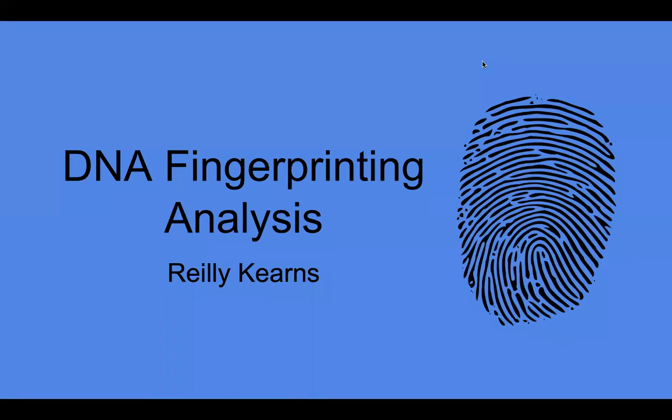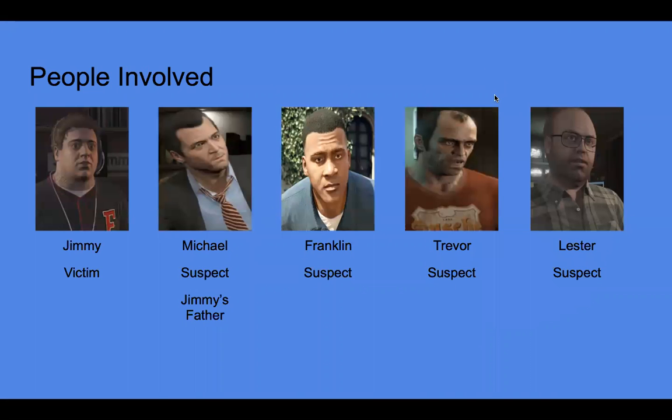This presentation is on a DNA fingerprinting example as it pertains to prompt 5-2A. For this hypothetical DNA fingerprinting example, I have taken 5 characters from the story of the video game GTA 5. In this scenario, our victim Jimmy has had his car broken into and $2,000 have been stolen.